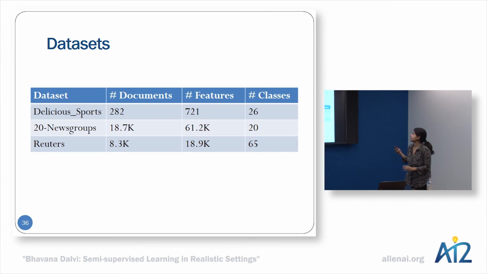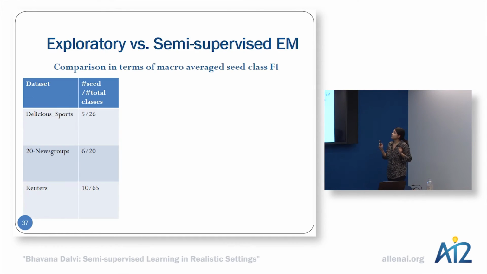Okay, so in terms of data sets, the first data set is semi-structured data extracted from sports web pages, and this is made available by us. The second two data sets are pretty common, 20 Newsgroups and Reuters. Note that they are completely labeled, but for our experiments we are simulating the setting that some classes are known and others are unanticipated.